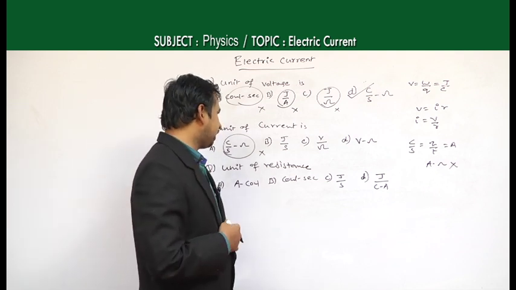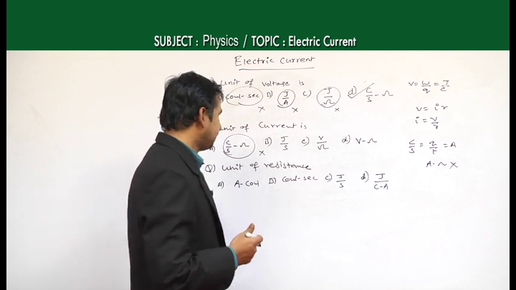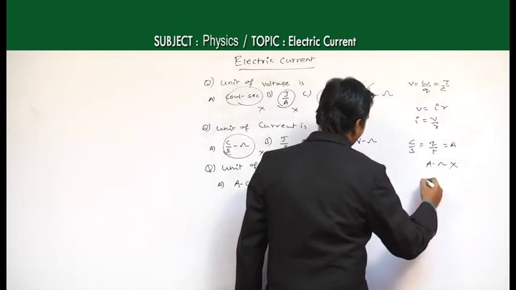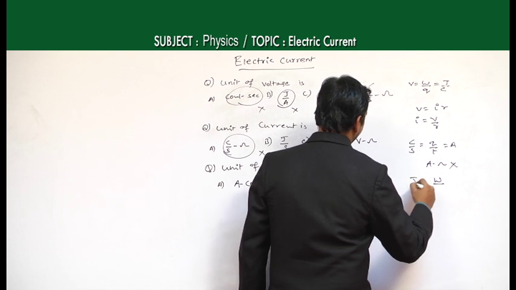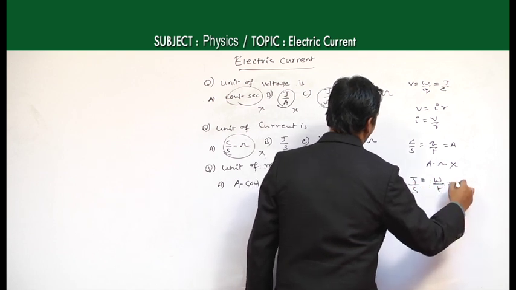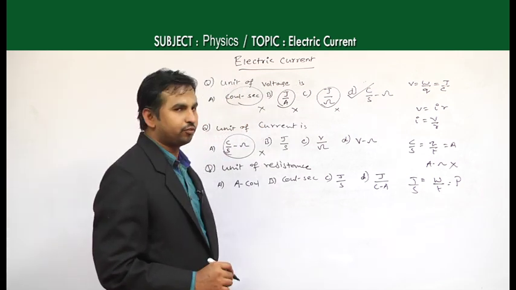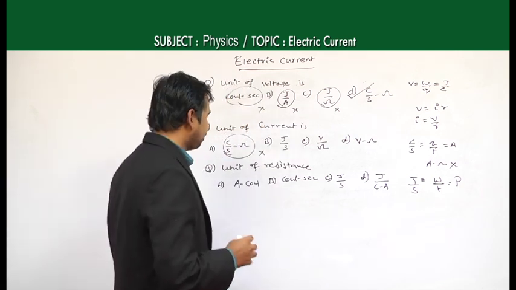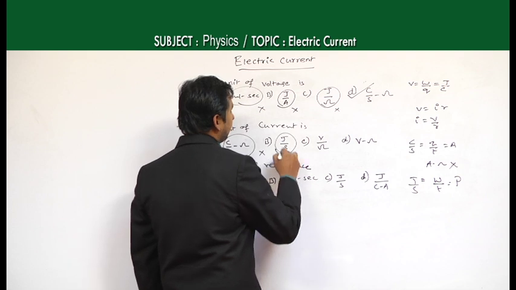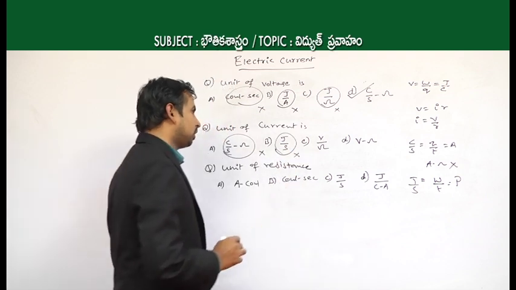And the next one, option B, joule per second. Joule is work done, and by time, which is W by T, which is power. That is the unit of power, but not of current. So, that is why joule per second is also wrong.